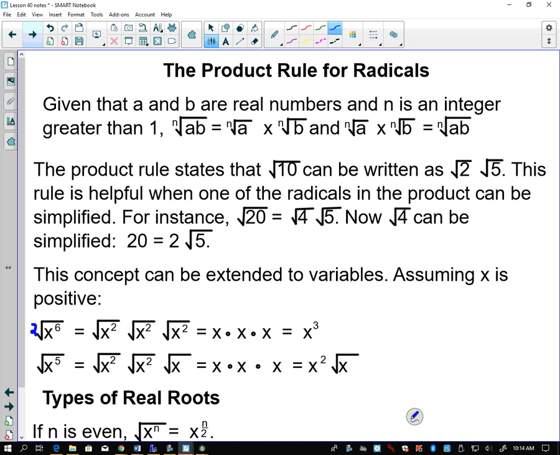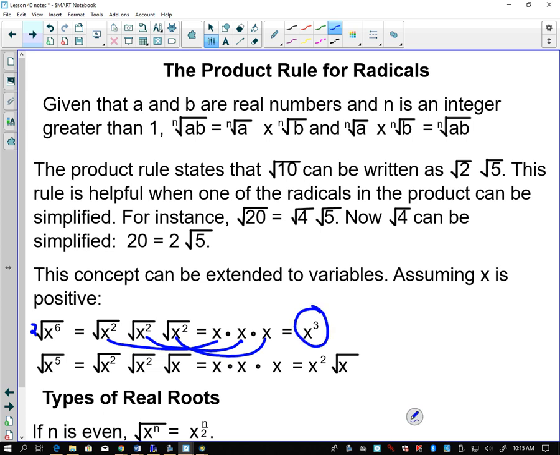Well, the square root of x squared, the square root and the 2 exponent cancel each other out. So that's going to leave me with x. So this equals x, and this equals x, and this equals x. x times x times x is x cubed.